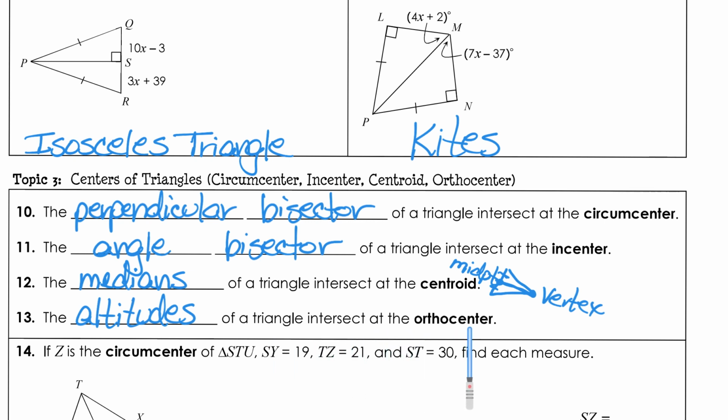The altitudes of a triangle intersect at the orthocenter. And just remember, an altitude is perpendicular to the base, and it's not bisecting the side, it's just 90 degrees from the base. So it's basically the height of a triangle. When we figure out base times height divided by 2, the height has to be perpendicular to the base.